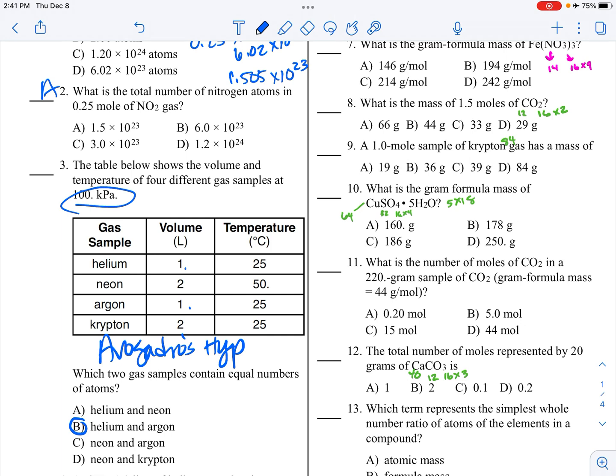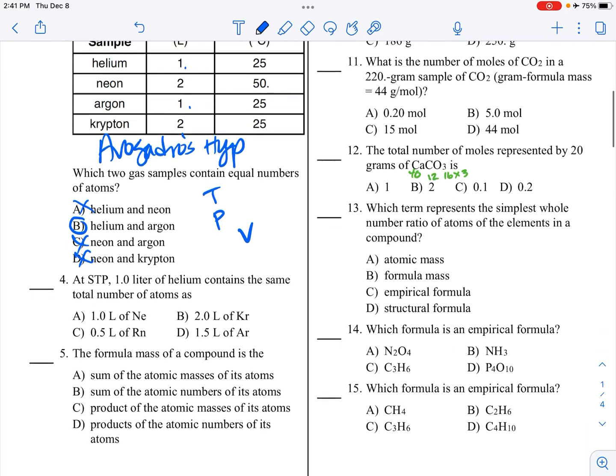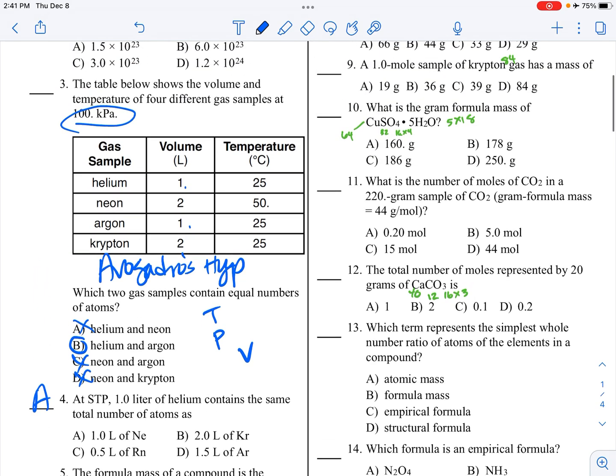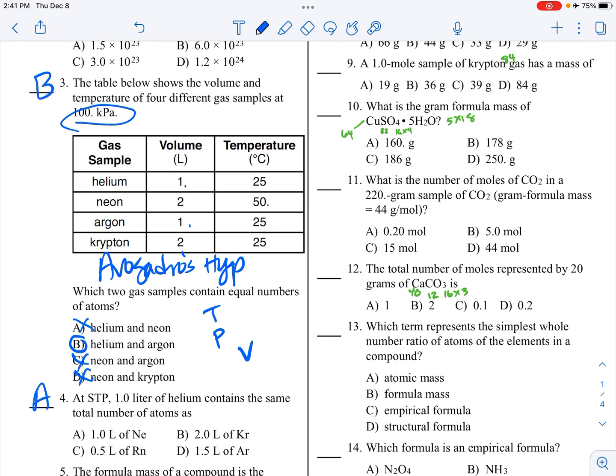Helium and neon do not have the same volume, so that's why that's not it. Neon and argon do not have the same volume. Neon and krypton have the same volume, but different temperatures. So we need to have temperature, pressure, and volume all the same. At STP, a liter of helium contains the same number of atoms as 1 liter of something else. Doesn't matter that it's not the same thing. So it's the same volume. I didn't put B here.